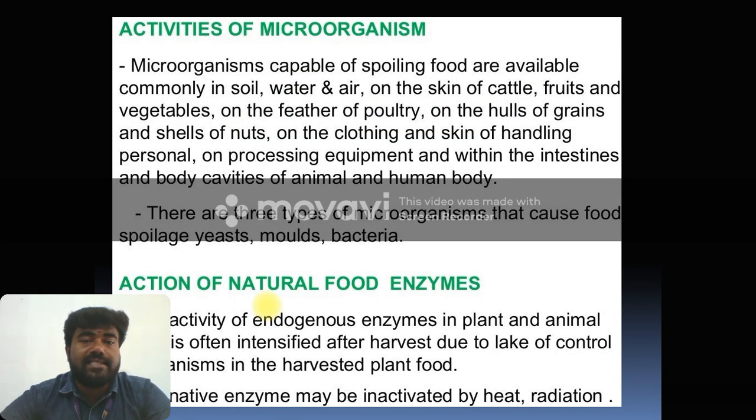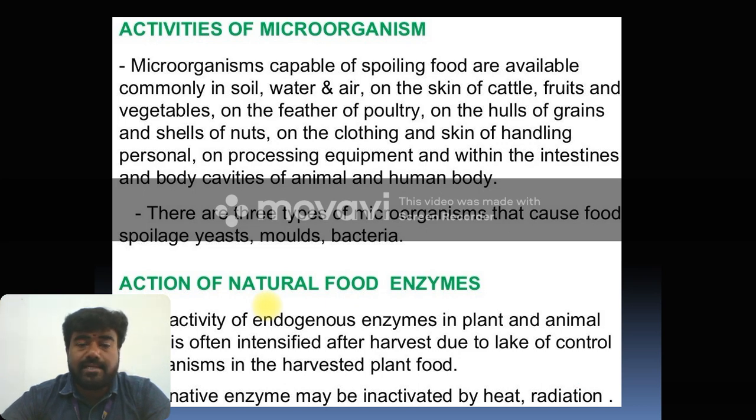Then, what are the activities of microorganisms? Generally, microorganisms capable of spoiling foods are commonly present in soil, water and air, and sometimes on the skin of cattle, fruits and some vegetables, on the feathers of poultry, the pods of pulses or grains, the shells of nuts, and on the clothing and skin of handling personnel. These are the main sources of microbial activity.